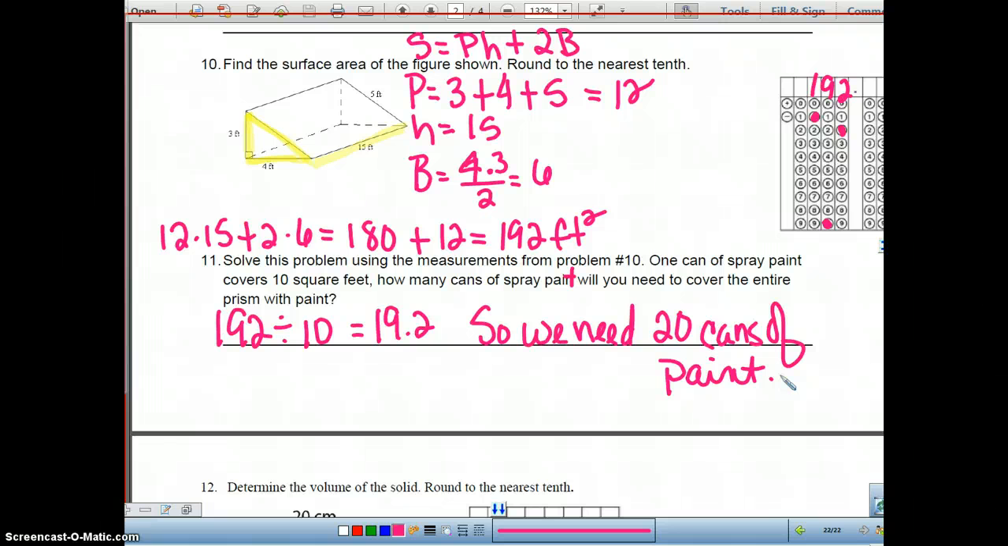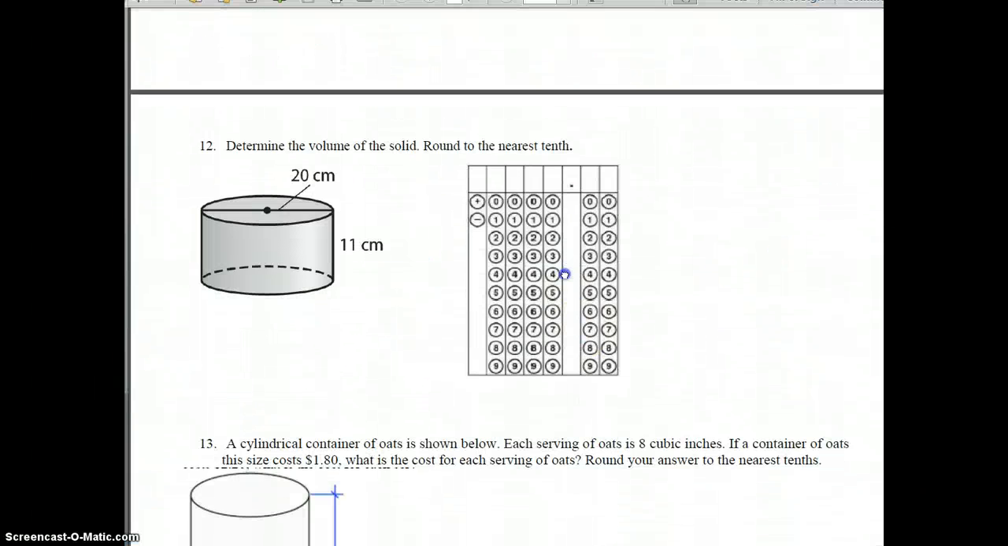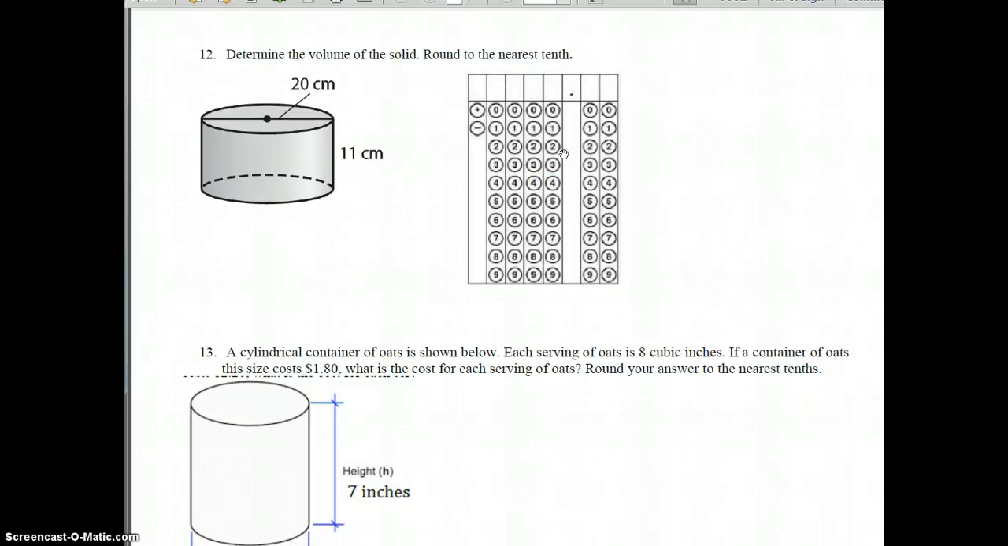All right, number 12. How's everybody doing? We're almost done. All right, number 12. We've done most of the hefty ones already, so we're good.